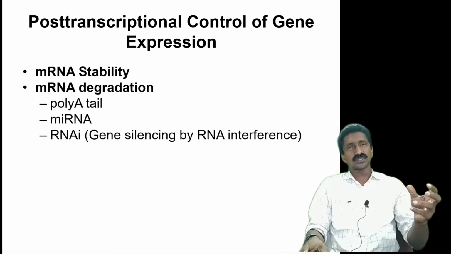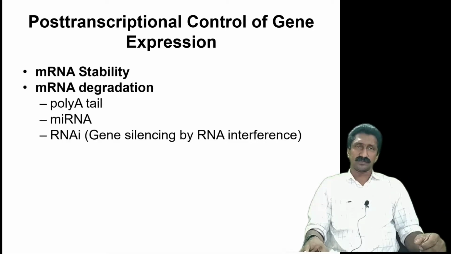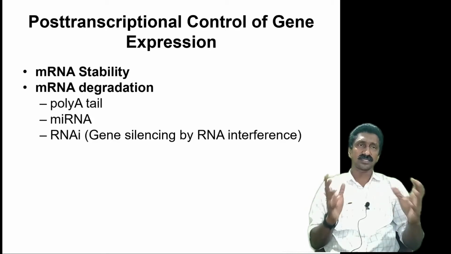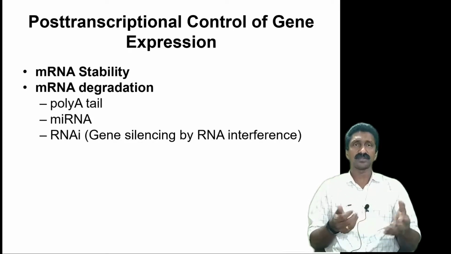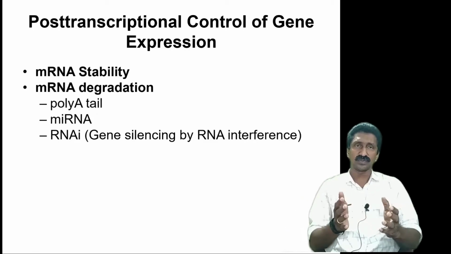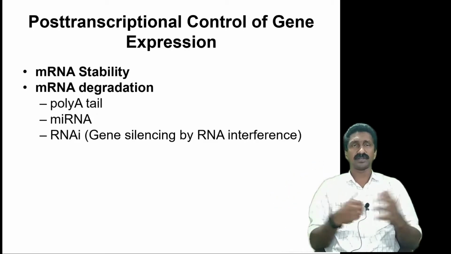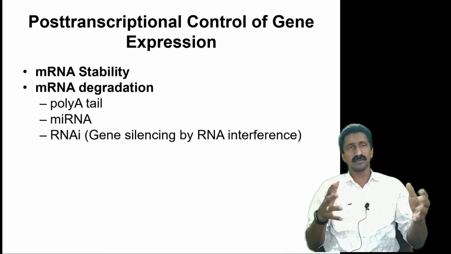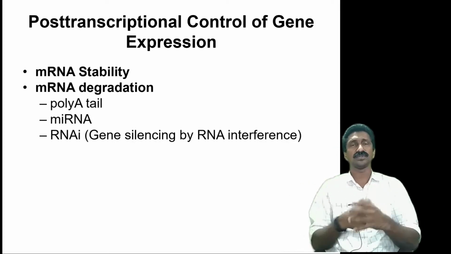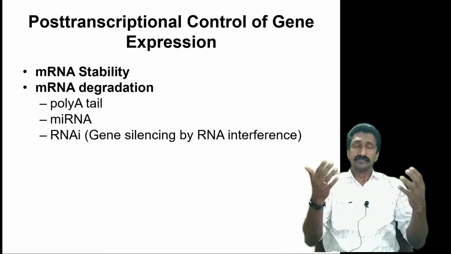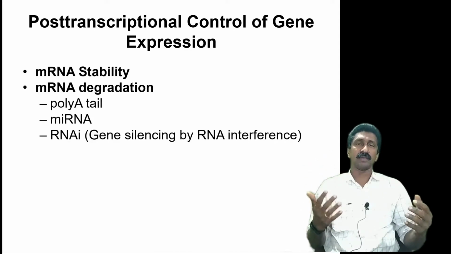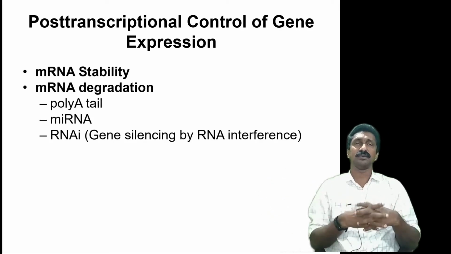Then we come to the post-transcriptional control of gene expression. In case of post-transcriptional control, as the name indicates, it is a regulation after the transcription. So after the transcription, as you know, there is a primary transcript which needs to be processed appropriately to produce the processed mRNA, which is incorporated with the 5' cap, poly-A tail, and all other things.